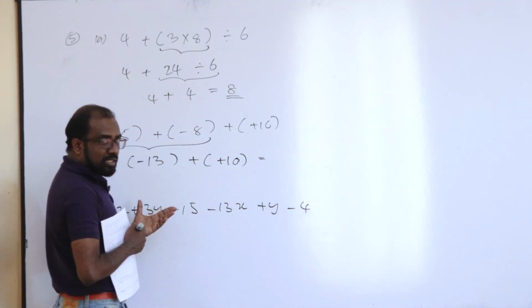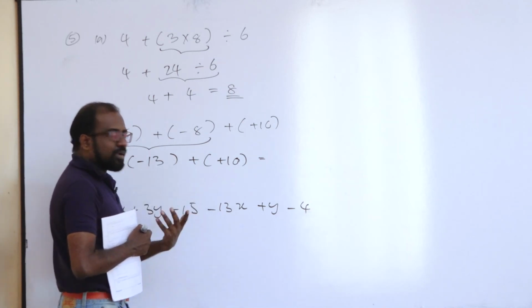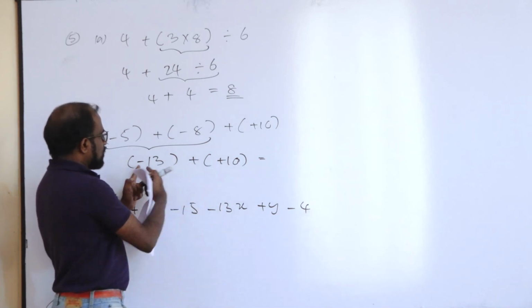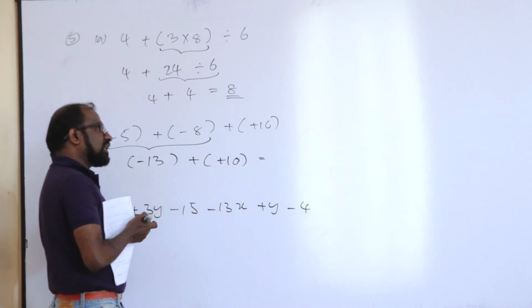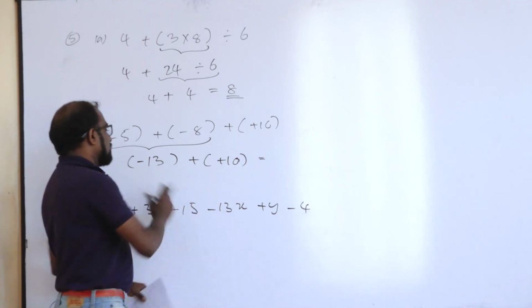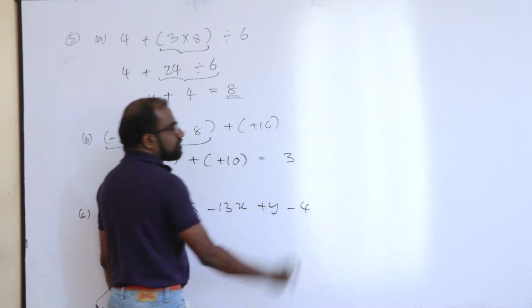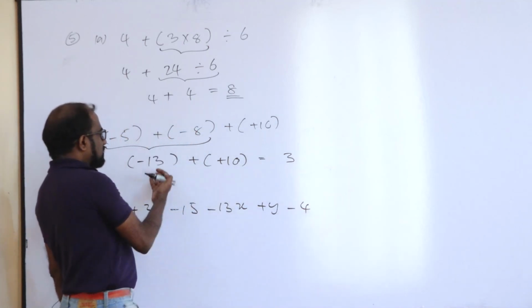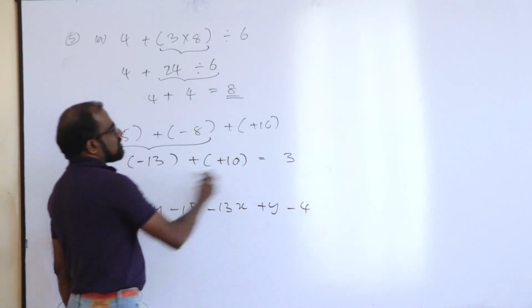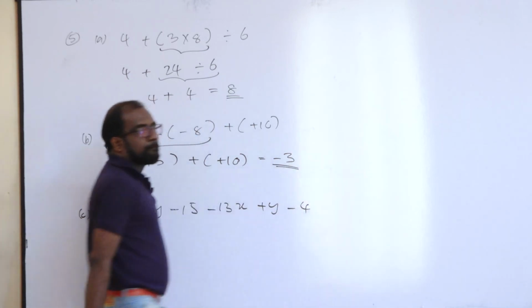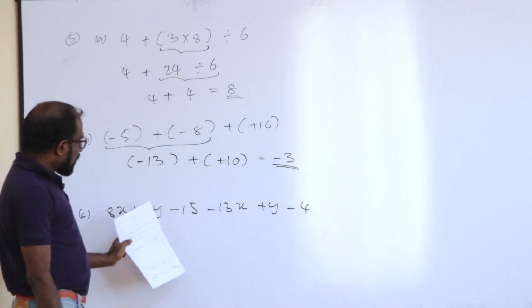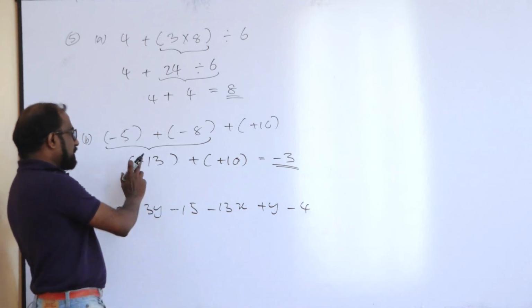What is our rule? Same sign add, different sign subtract. So here the signs are different: this one is minus, this one is plus. Different signs, so subtract. 13 subtract 10 is 3. What is the largest number? 13. Its symbol is minus. So minus 3. When you come to algebraic expressions, this same rule applies.